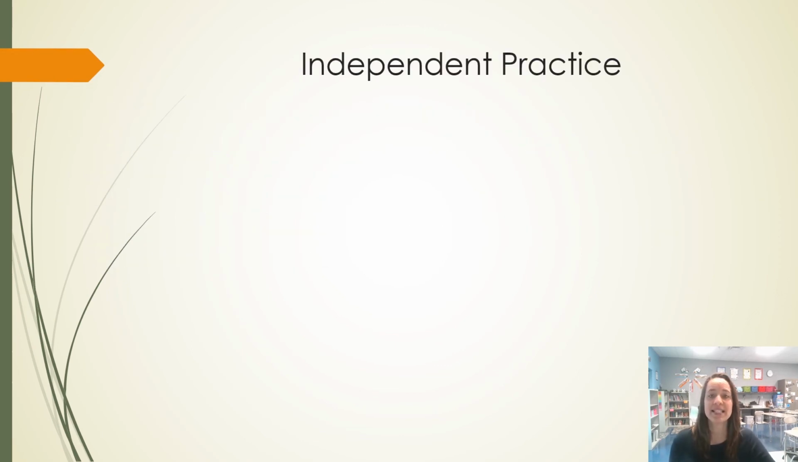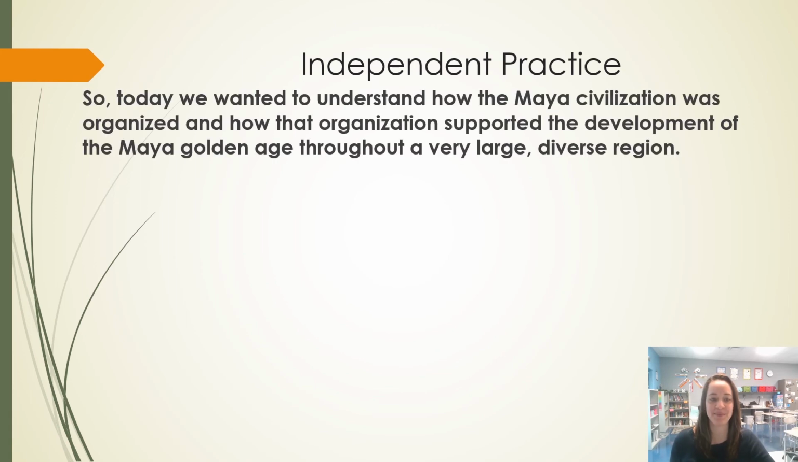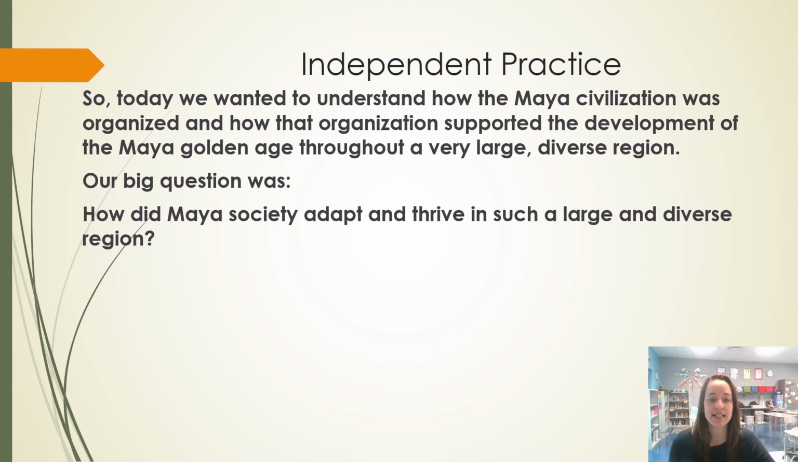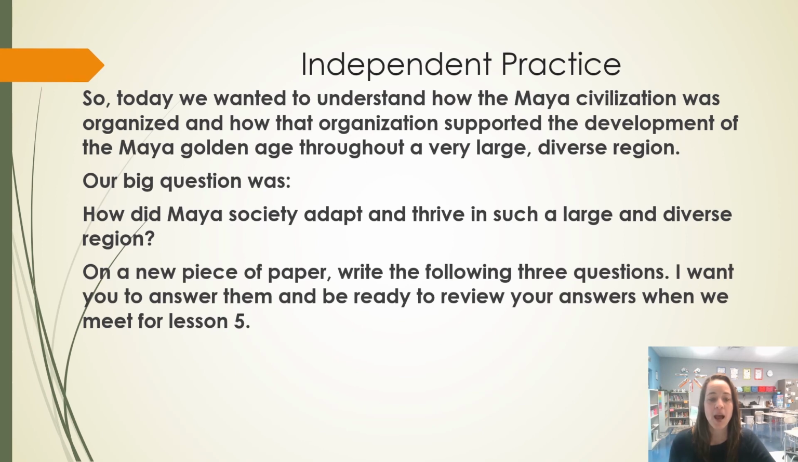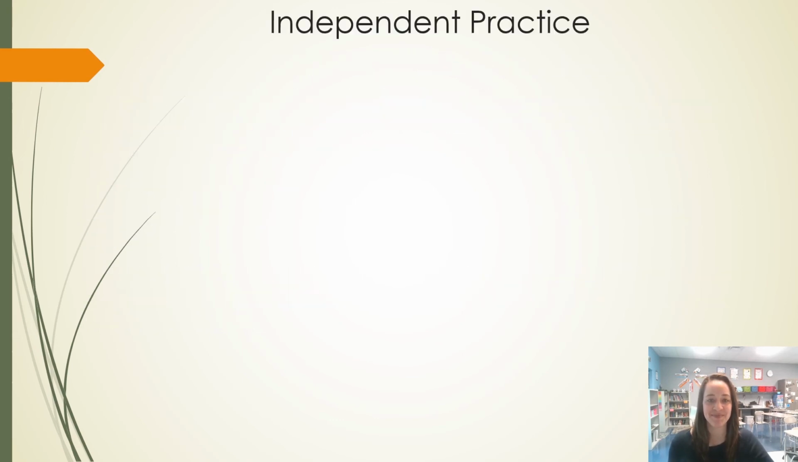Let's move on to discussing today's independent practice. So today we wanted to understand how the Maya civilization was organized and how that organization supported the development of the Maya Golden Age throughout a very large, diverse region. Our big question was, how did Maya society adapt and thrive in such a large and diverse region? On a piece of paper, write the following 3 questions. I want you to answer them and be ready to review your answer when we meet for lesson 5.